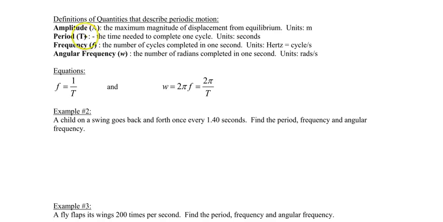The period, abbreviated with a capital T, is the total time to complete one full cycle or one full oscillation, and it's measured in units of seconds. Frequency is the number of cycles per second, and that is measured in hertz, which is the same thing as one cycle per second. And you'll notice that frequency and period are very closely related. The frequency is inversely related to the period. So f equals 1 over T, and that is one of the equations on your AP formula sheet.